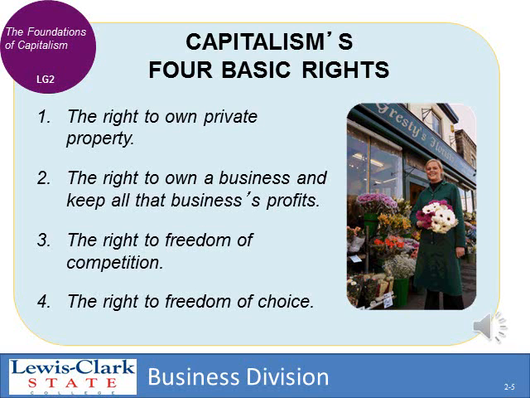In order for capitalism to exist, there are four rules or basic rights that must exist also in the nation. Number one is the right to own private property. You must have the right to be able to buy and sell your property, the right to own a business and keep all the business's profits to reinvest or to compensate the owners, the right for freedom of competition. If I want to start selling apples on the street corner and someone else already has, well, I have the right to do that in a capitalist society. And of course the right for freedom of choice. I can buy what I want to buy. I can choose this car or that car. So those are the four basic rights within capitalism.